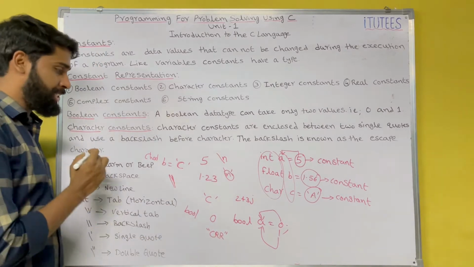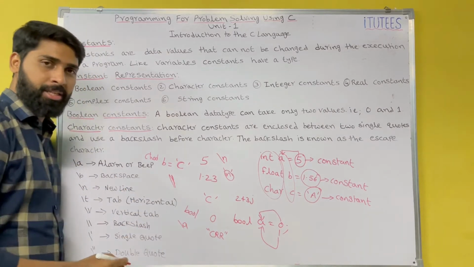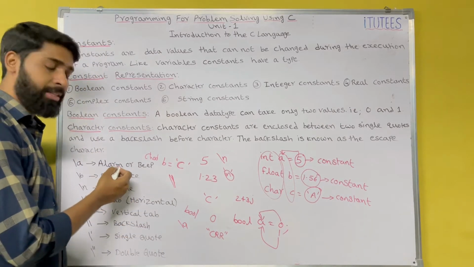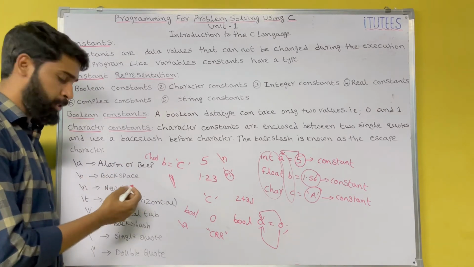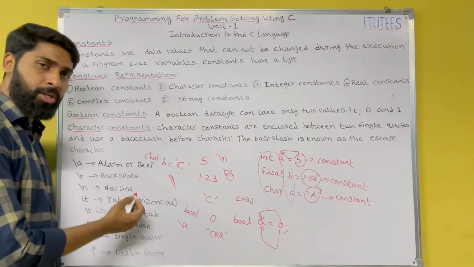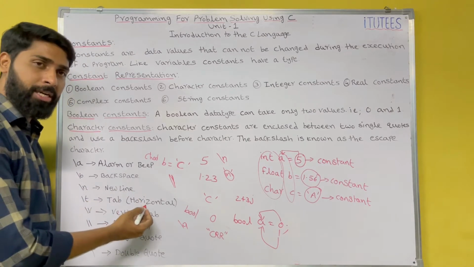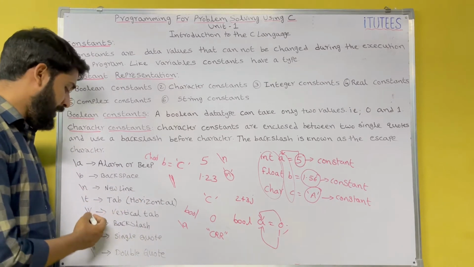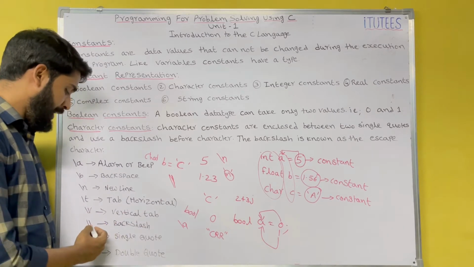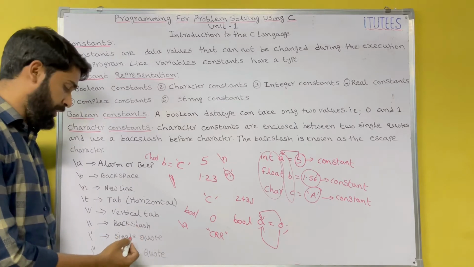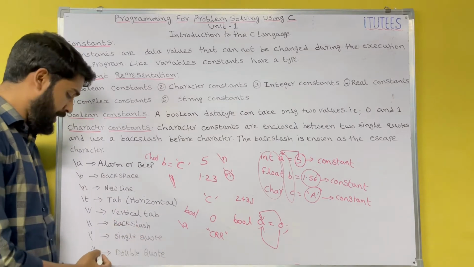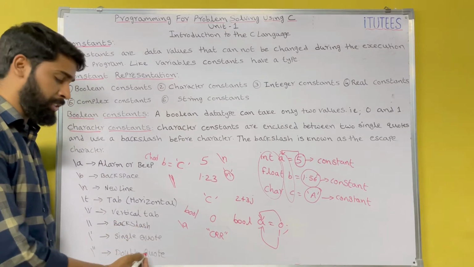So \a means alarm or beep. \b means backspace. \n means new line. \t means horizontal tab. \v means vertical tab. \\ means backslash. \' represents the single quote. \" represents the double quote.